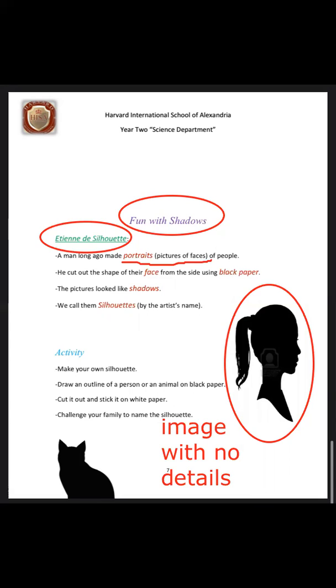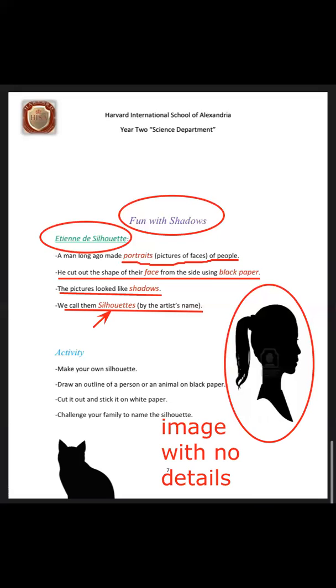He cut out the shape of their face from the side using black paper. The picture looked like shadows, as you can see in the picture of the cat below and the picture of the girl aside. We call them silhouettes. This is the artist's name, by the way. Okay, so this is a kind of art. If you would like to Google it, you're going to find a lot of pictures, silhouettes of a lot of people. You can do it at home.